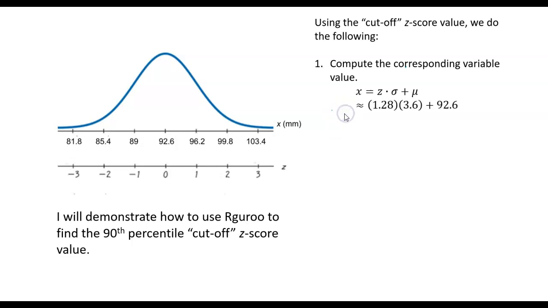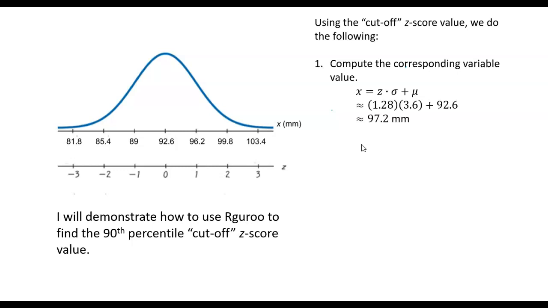So I plug in the appropriate values. My z-score was 1.28. I multiply that by the standard deviation of 3.6 millimeters for the possum head lengths, and I add the mean length of 92.6 millimeters. And when I do that, I get a value of 97.2 millimeters. Notice I've rounded that value to the same decimal places as all the other values that we were given in the problem statement.